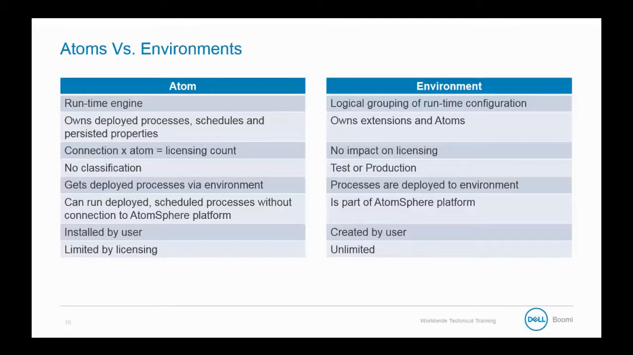Now, on an atom, there is no classification, but on the environment, we do have a classification of both test or production. You can get deployed processes via an environment for an atom, where the processes are deployed to the actual environment when using an environment. You can run deployed scheduled processes without connection to the AtomSphere platform with an atom. However, the environment is physically part of the AtomSphere platform.